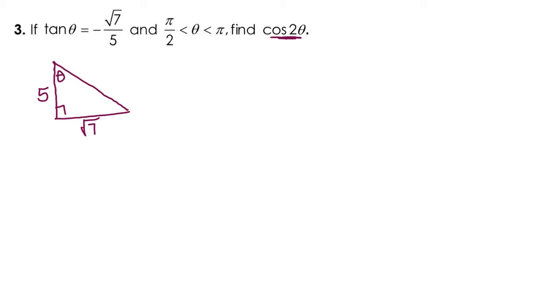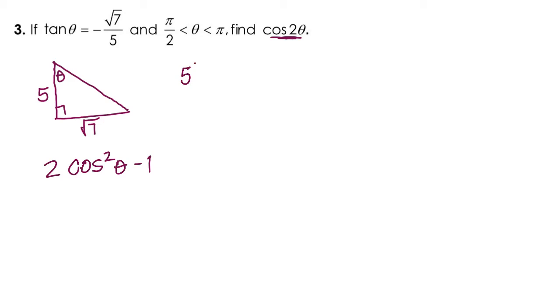It looks like it might be easier to just use the 2 cosine squared theta minus 1. That way we don't have to really jump out into too many more of our trig functions. And so let's see. With that one, then let's go ahead and find our missing side.